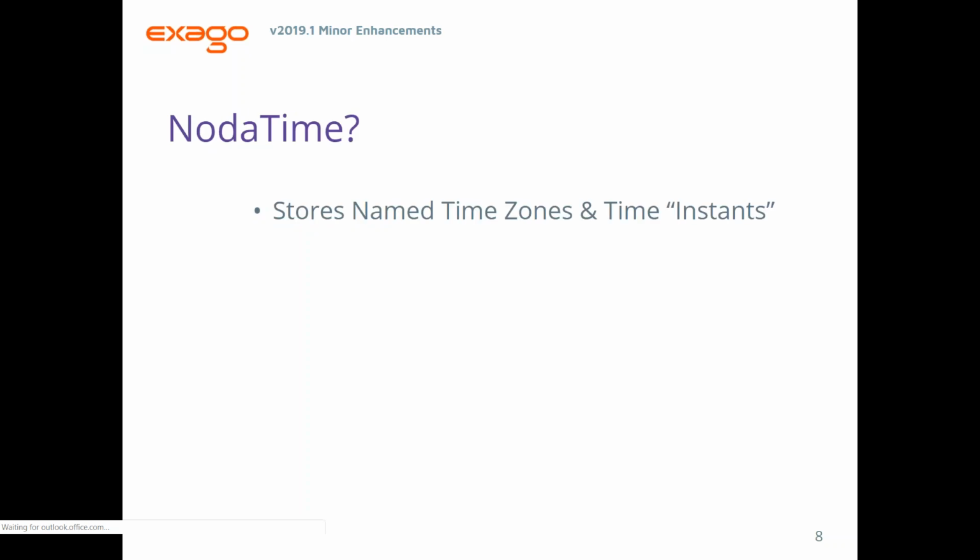So in 19.1, we're happy to announce that we're now using NodaTime. And NodaTime is a library that handles changing time zones. Specifically, it stores instants, so moments of time, and it stores not an offset from one time zone to another, but the name of that time zone. Then when we need to, we can combine that named time zone and the instant, and we can calculate the appropriate time or the appropriate adjustment based on that named time zone.